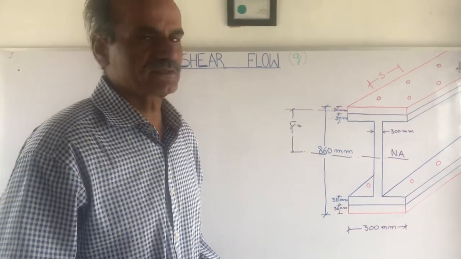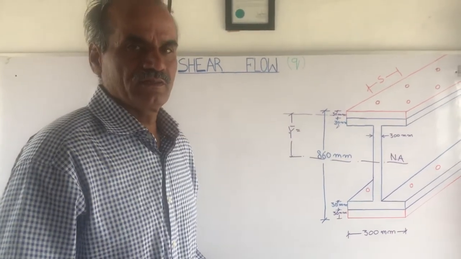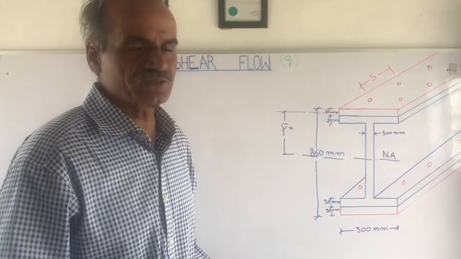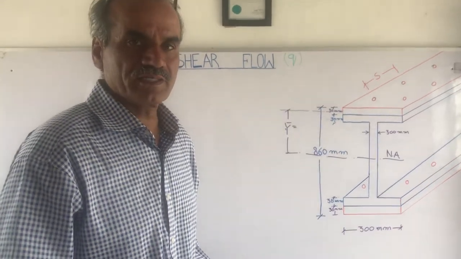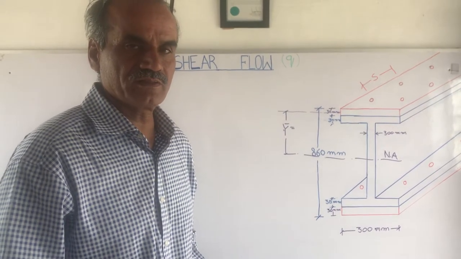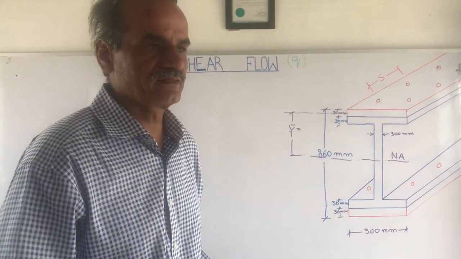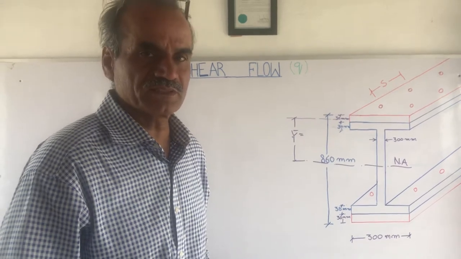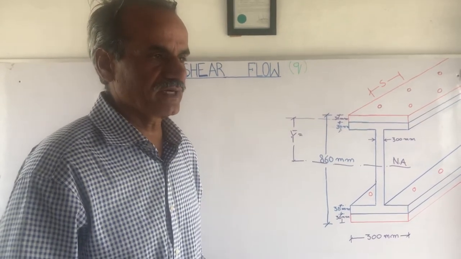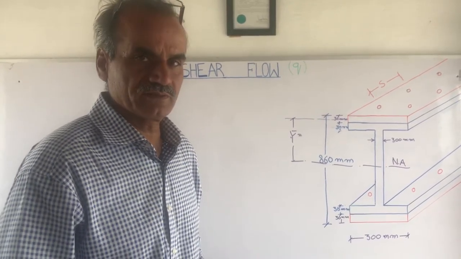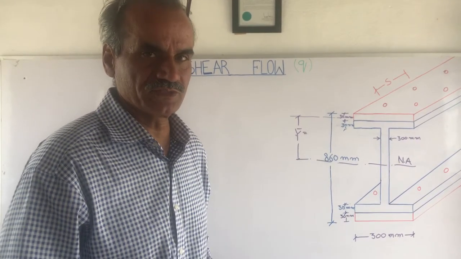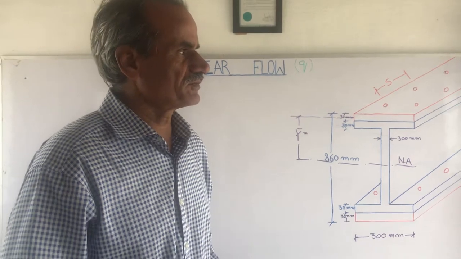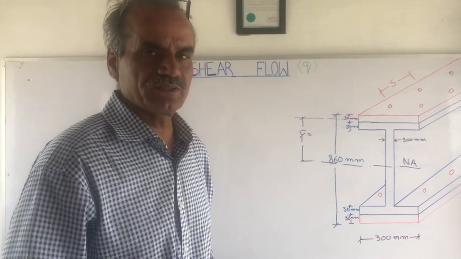In the previous lecture I elaborated the concept of shear flow, and based on that concept I explained the need for non-prismatic sections and the built-up sections. Today through an example I will further elaborate the concept of shear flow. Now this example shall be solved in two parts.